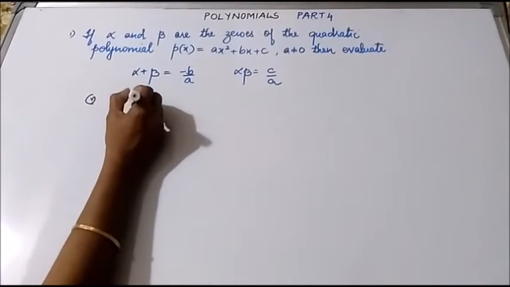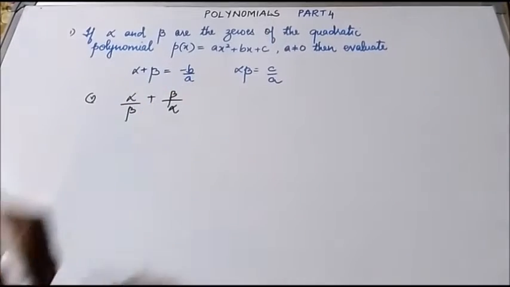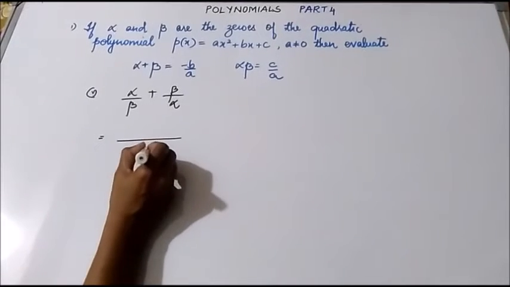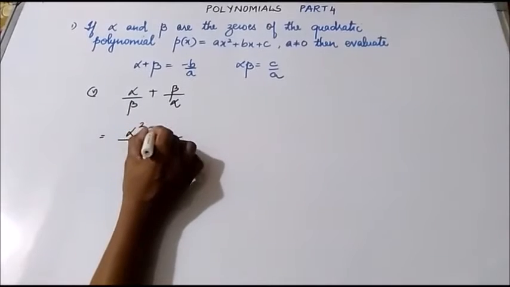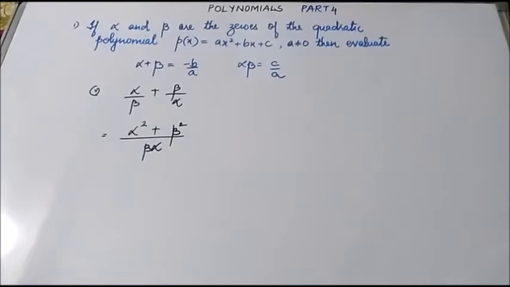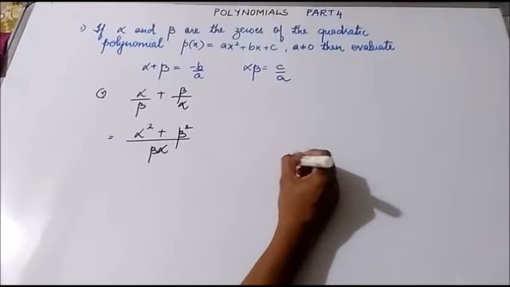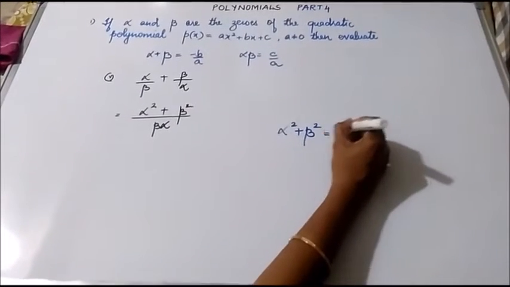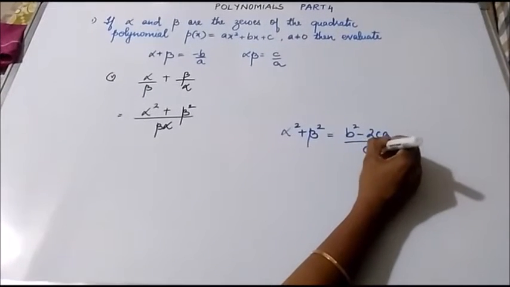Next one, alpha by beta plus beta by alpha. What do we do here first? First we take the LCM, that is beta into alpha. You have to multiply alpha by alpha, that is alpha square, and here we have to multiply by beta, that will give me beta square. Now alpha square plus beta square, we have already found what it is. We have got the answer as b square minus 2ca divided by a square.